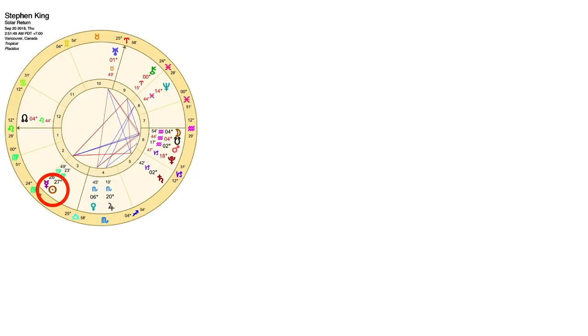So let's just have a look at Stephen King's solar return position. This is for 2018, and there we have the sun in the 3rd house.